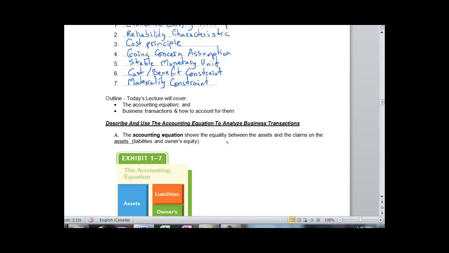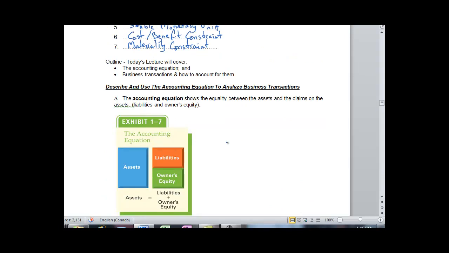Okay, so today's lecture is going to cover something called the accounting equation and also business transactions and how we go about accounting for them. This will allow us to begin to do some rudimentary accounting. So, the accounting equation itself. It is the accounting law of gravity, right? So if something is always true everywhere, you drop an object, it falls. Well, same sort of thing in accounting. The equation is assets always equal liabilities plus owner's equity.